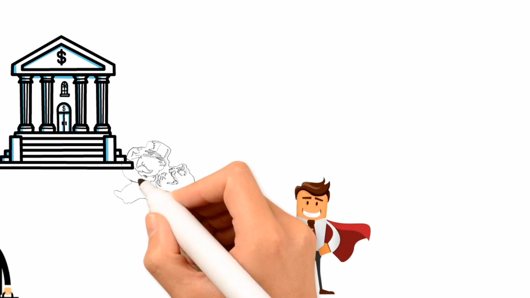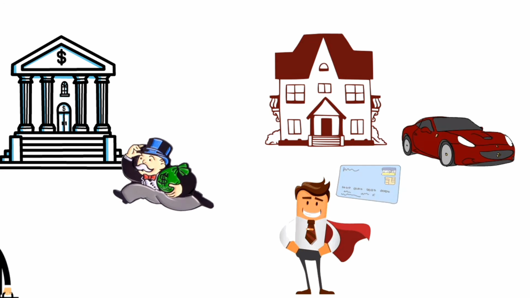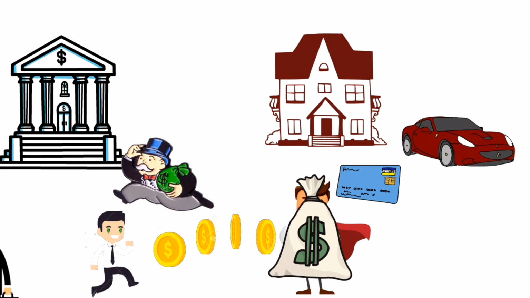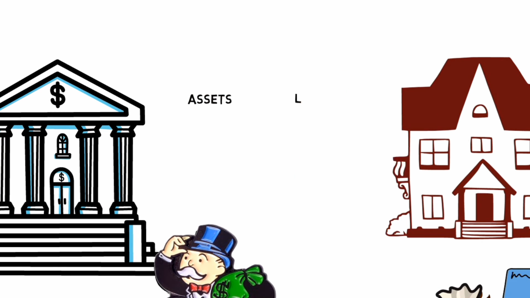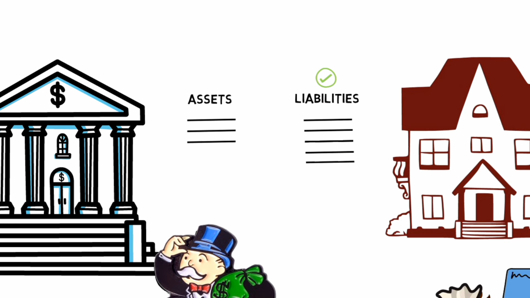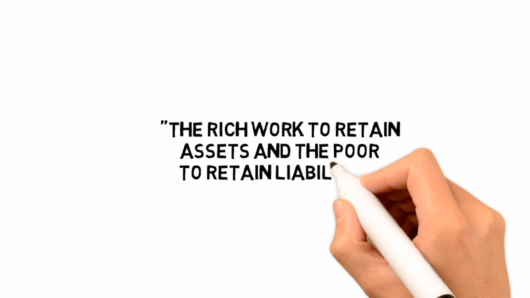They want to sell you liabilities as assets. They make you believe that everything you have is an asset: your house, your car, your credit card, and all those things that usually tend to be a means to make you an asset. If I told you to make a list of assets and another list of liabilities that you have, the second one will be fuller. The rich work to retain assets and the poor to retain liabilities.